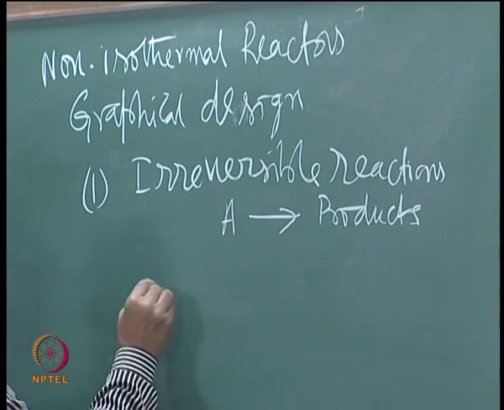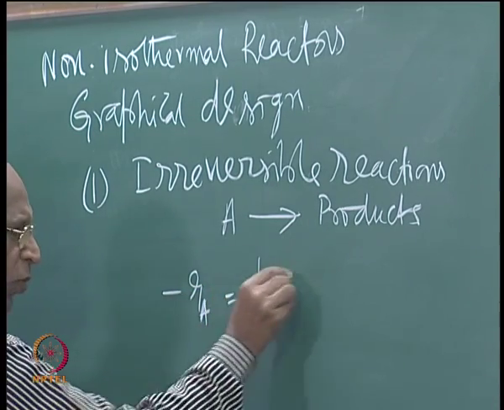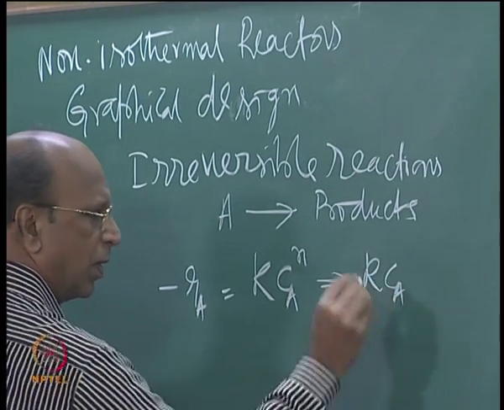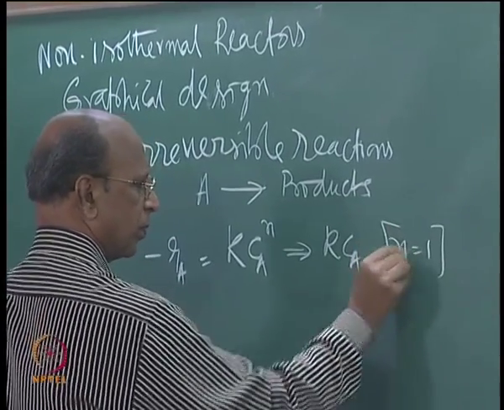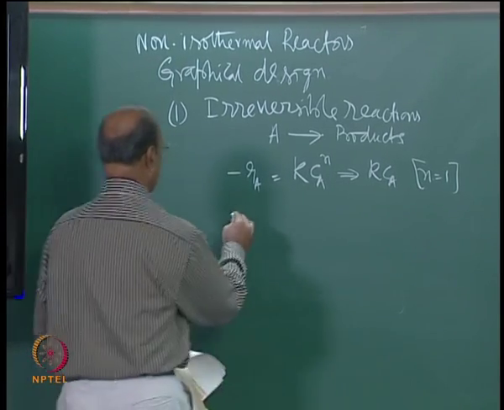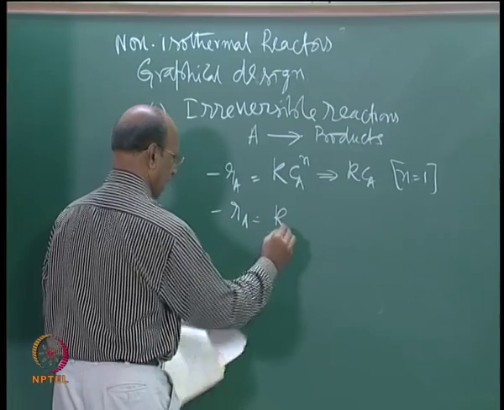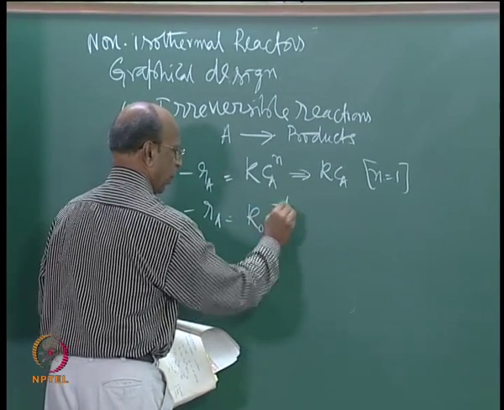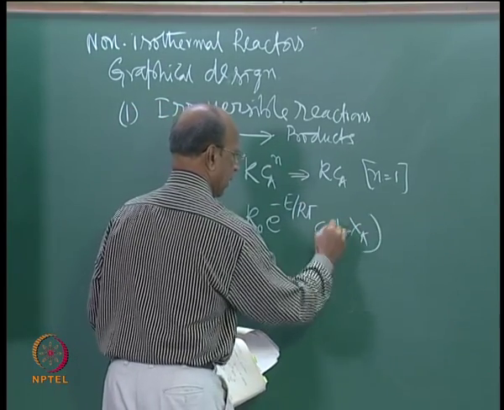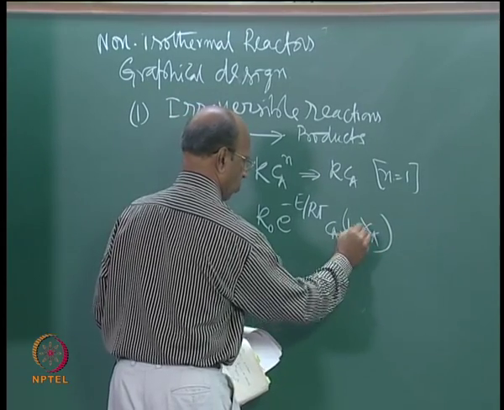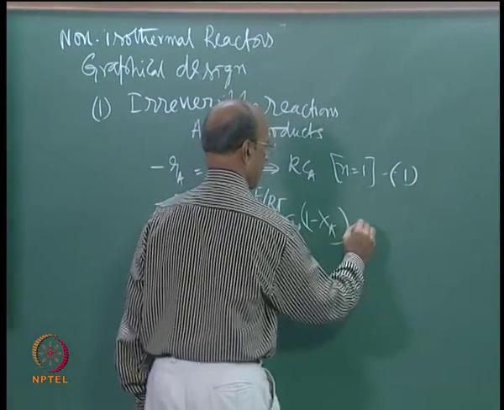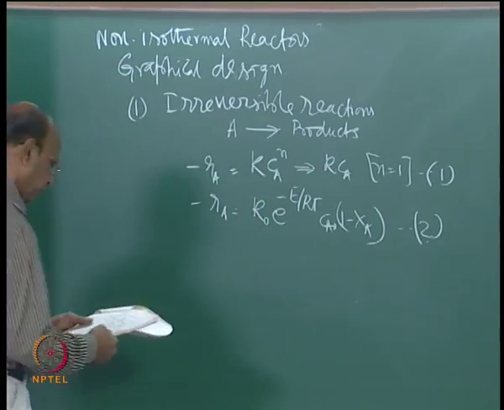So then minus R A for this one is K C A to the power of n, and of course as usual we are going to get K C A for n equal to 1. Now it is a non-isothermal reactor where I can write this equation: minus R A equals K 0 e power minus E by R T, C A naught into 1 minus X A, and we are also saying there is no volume change. This is equation 1 and equation 2.